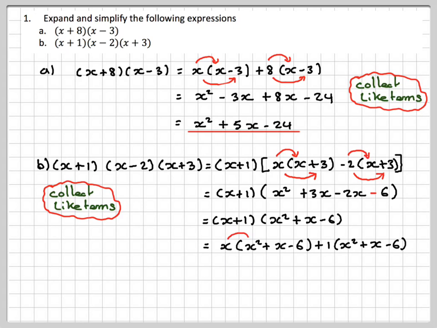So x times x squared gives me x cubed, x times x gives me x squared, x times minus 6 gives me minus 6x. Then we've got 1 times x squared, which gives me x squared, 1 times x, which gives me x, and 1 times minus 6, which gives me minus 6.